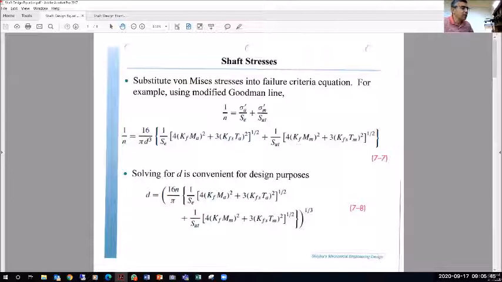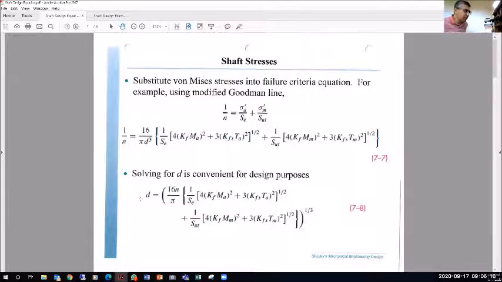Please remember that sigma M is 0 in most cases, and tau M is the one that has a value. Now, if you look at this equation, I have a design factor on the left side, and I have the diameter on the right side. We use this equation as is to find a design factor if I'm doing a shaft analysis. But if I am designing a shaft, I really want to solve for d. So in order to do that, we move d to the left side and move n to the right side.